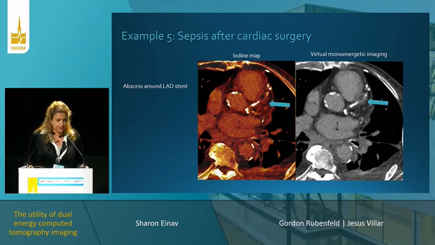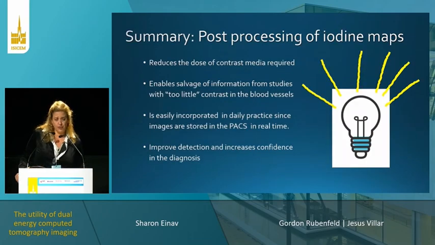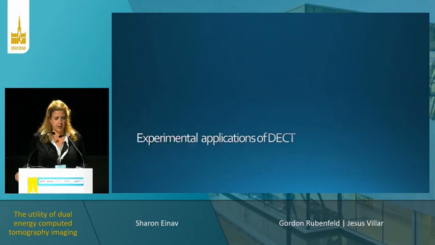So to summarize, post-processing of iodine maps reduces the dose of contrast media, enables salvage of information from studies with too little contrast. It's really easily incorporated in daily practice because all the images are already there. You just need to know what to ask for, and it improves detection and confidence in the diagnosis.